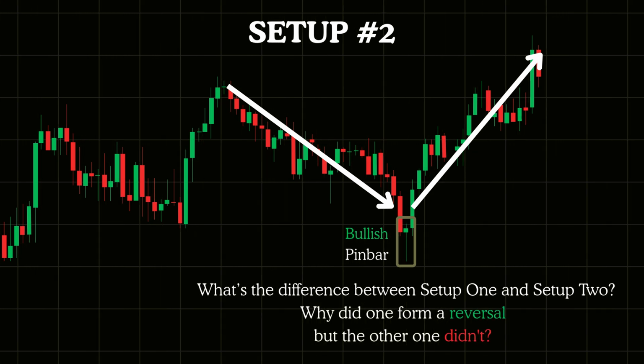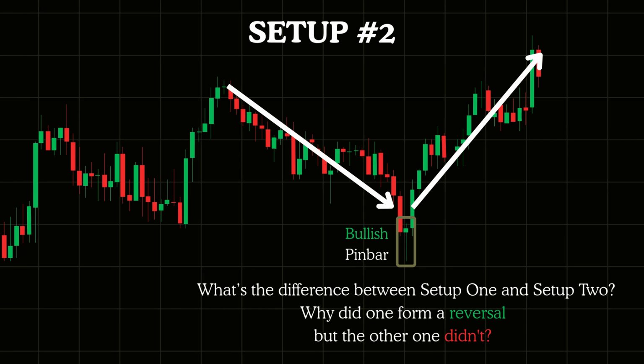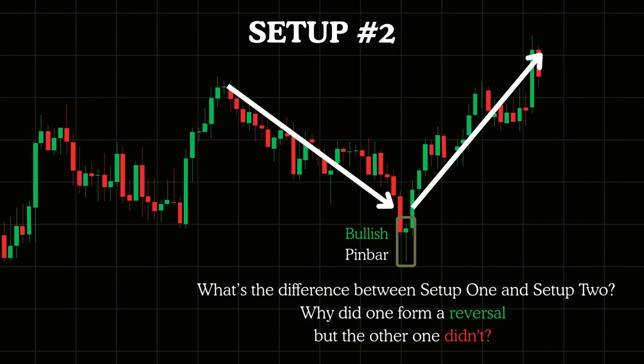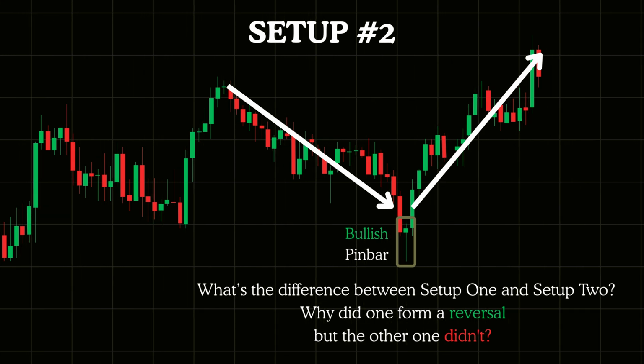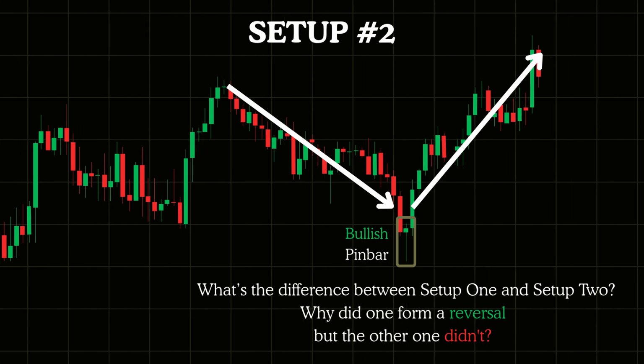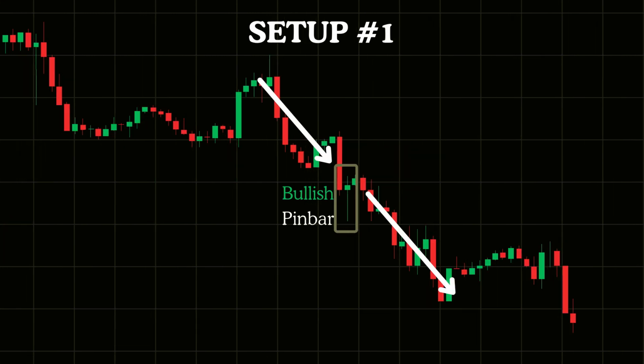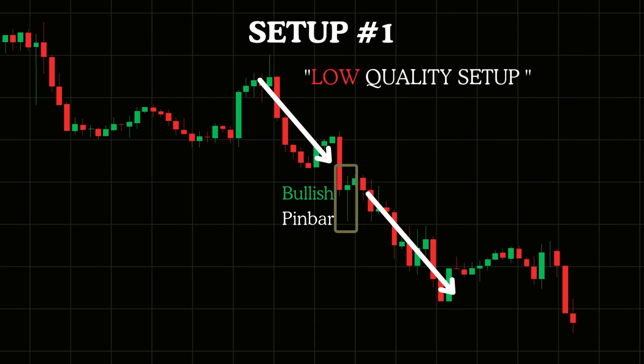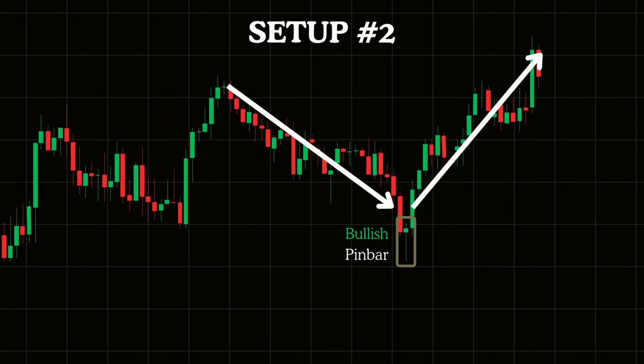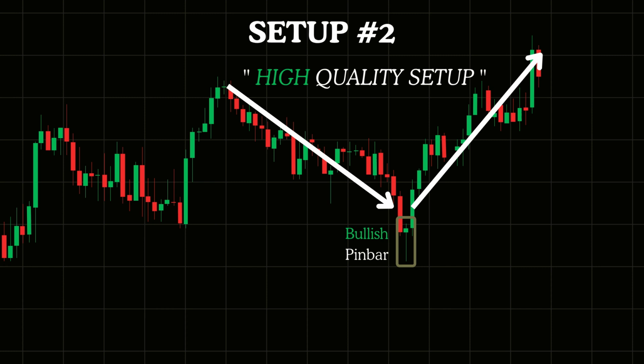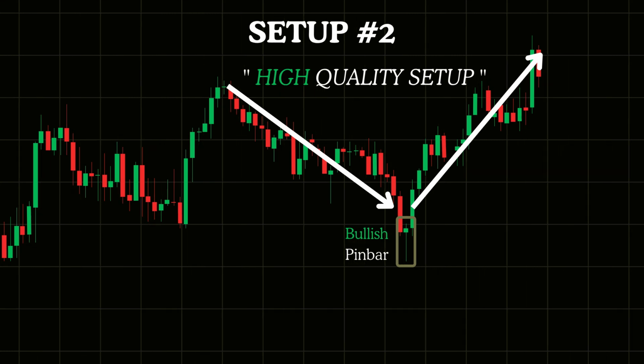Setup 1 is what I refer to as a low-quality pin bar scenario, whereas Setup 2 qualifies as a high-quality pin bar setup. And here's why that distinction matters. Setup number 1 is what I classify as a low-quality pin bar setup, while setup number 2 falls under what I call a high-quality pin bar setup. Let me explain the difference between the two.